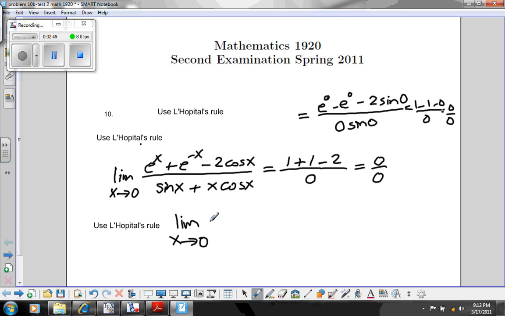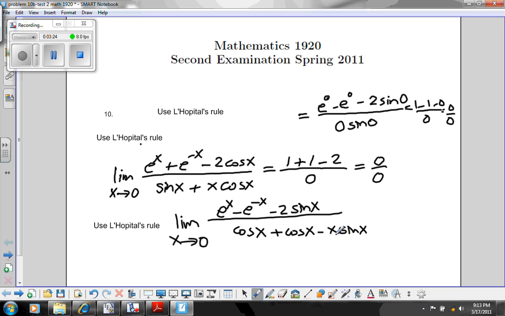Let's take the derivative of the numerator, so we get e^x. Derivative of e^(−x) is negative e^(−x), minus 2 times the derivative of cos x, which is sin x. In the denominator, derivative of sin x is cos x, plus, now here for x cos x we use the product rule. Derivative of x is 1 times cos x, plus x times the derivative of cos x, which is negative sin x.